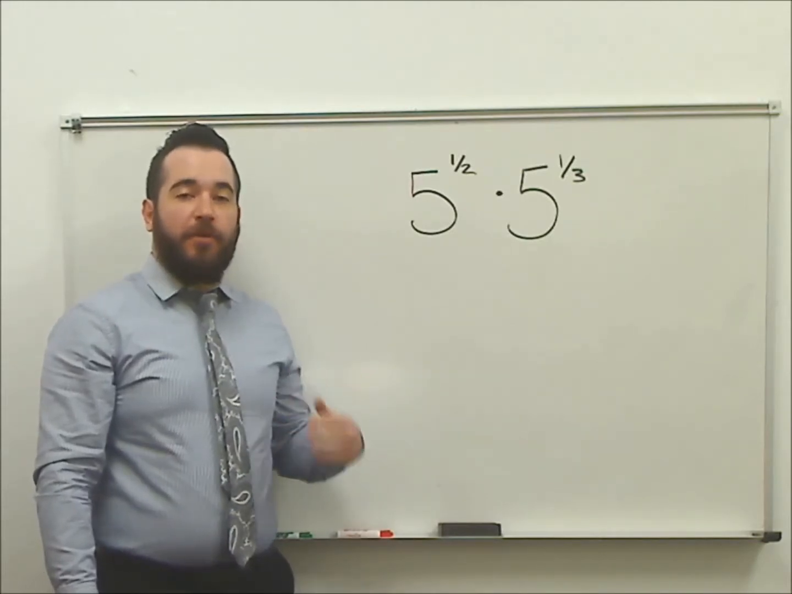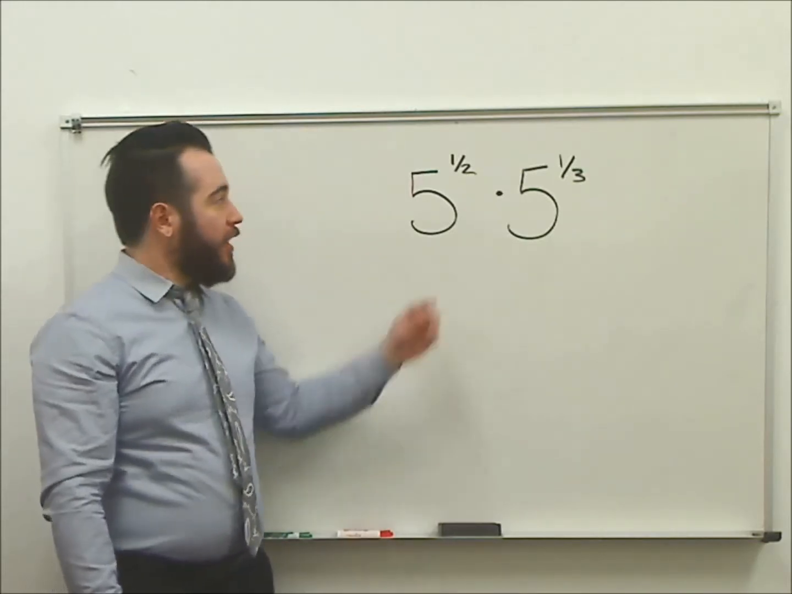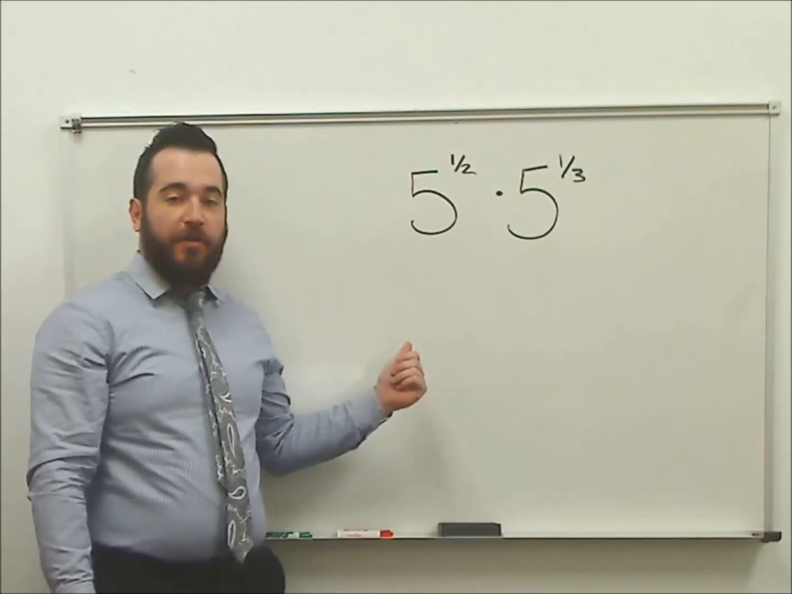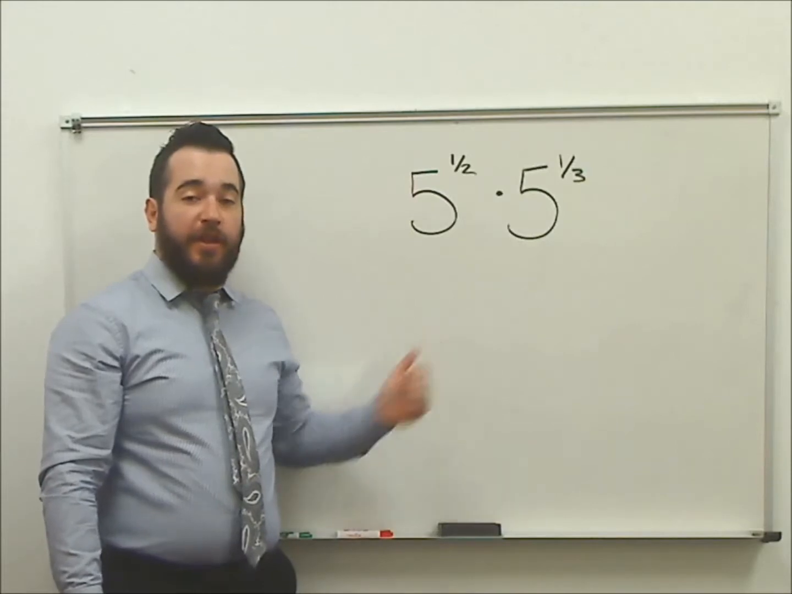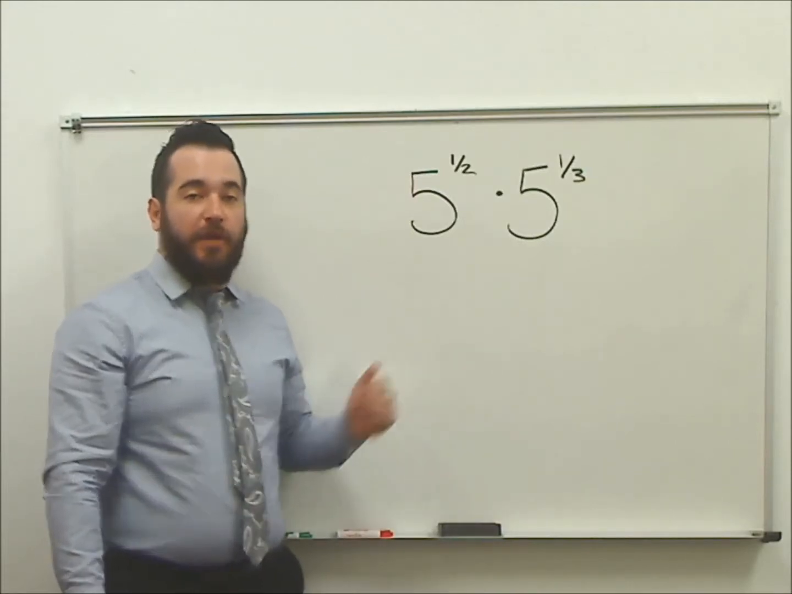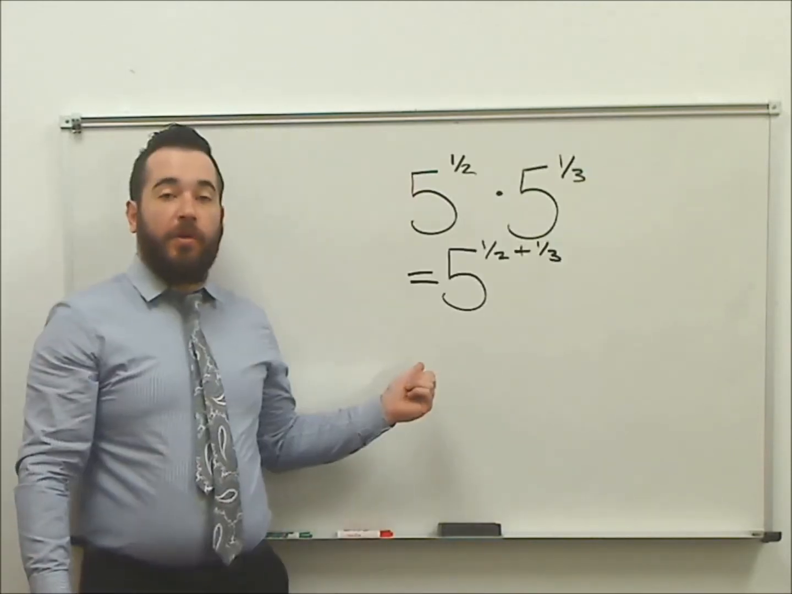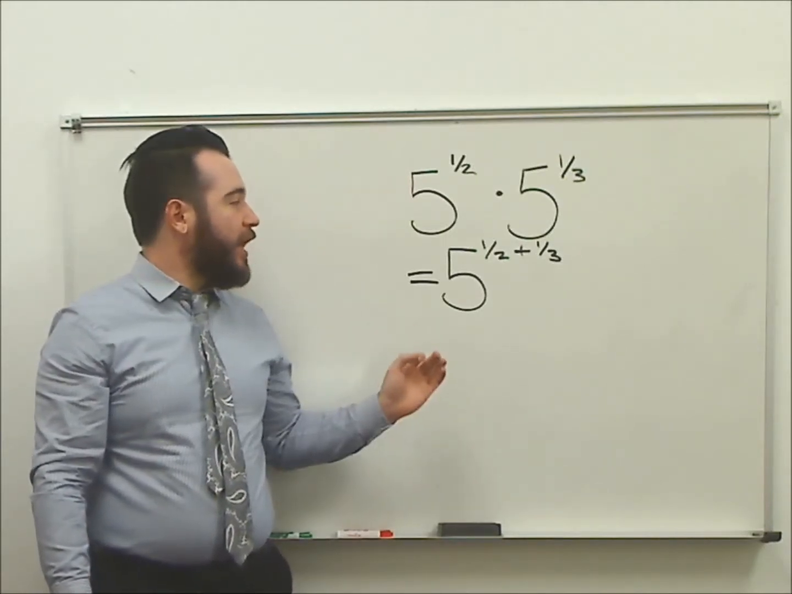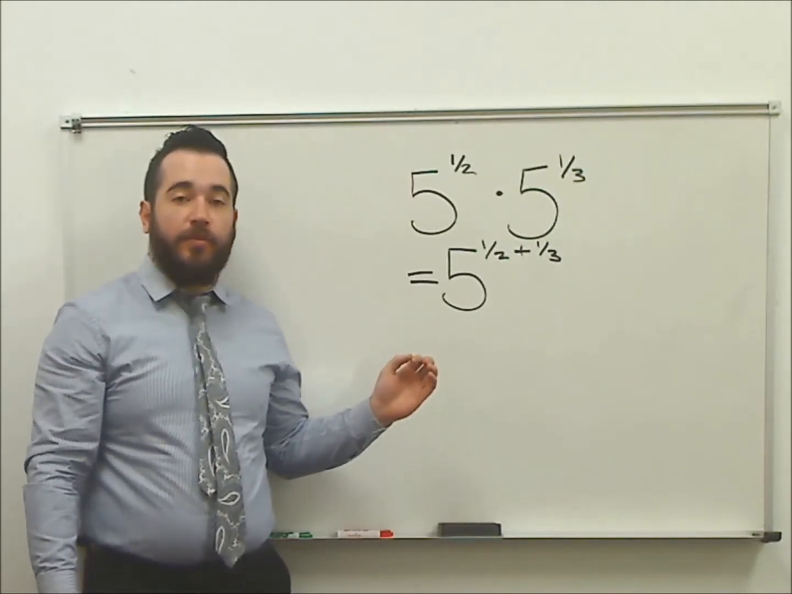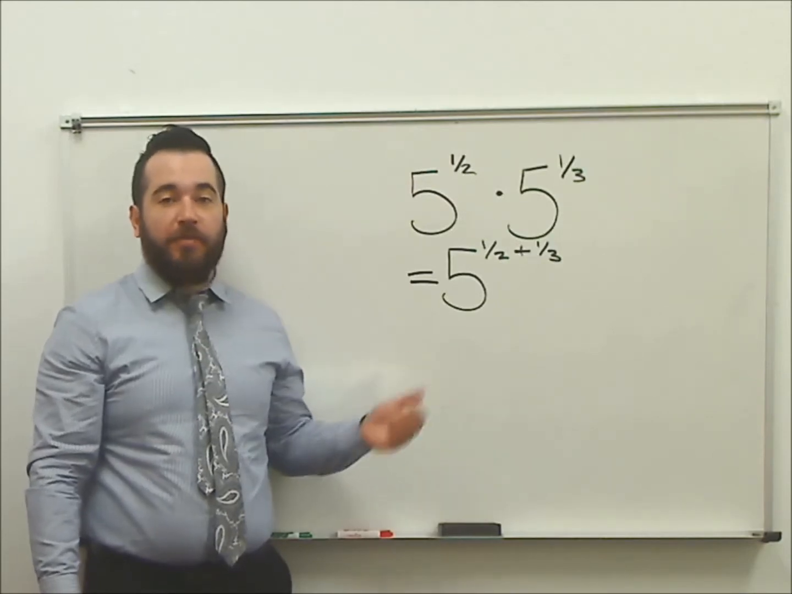And if you remember from our video before, this is really just the square root of 5 times the cube root of 5. So let's follow our multiplication rule and figure out what this is equal to. When we follow our multiplication rule, we get that this is equal to 5 to the 1/2 plus 1/3. All we have to do is figure out what 1/2 plus 1/3 is.